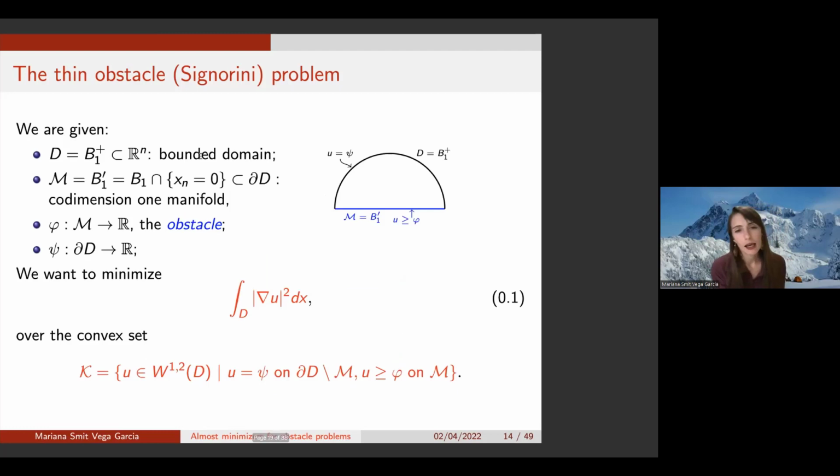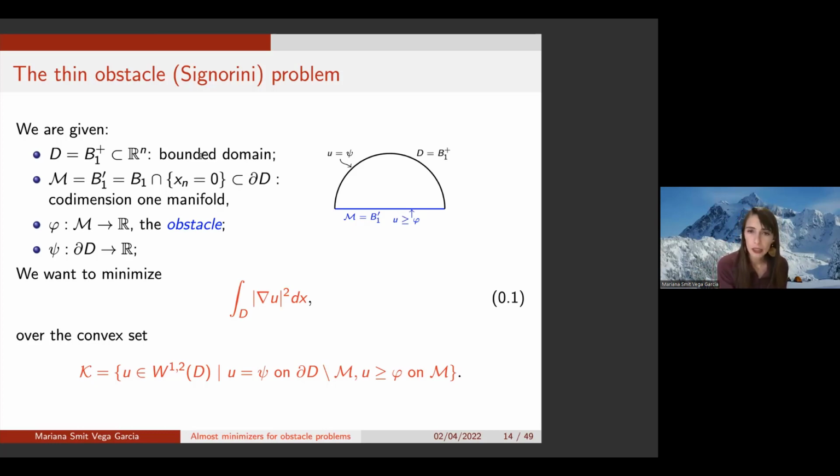boundary. Let's say that our domain is the upper unit half ball D. Just here things are local, so we don't have to worry about what exactly was the initial region. Let's say that our manifold M is the flat portion of the boundary of that region, the one that I'm drawing here in blue. And in general, this is going to be an equal dimension one manifold. I'm going to have an obstacle defined in the blue part, and I'm going to have a function psi, which is going to be the boundary data in the remainder of the boundary.